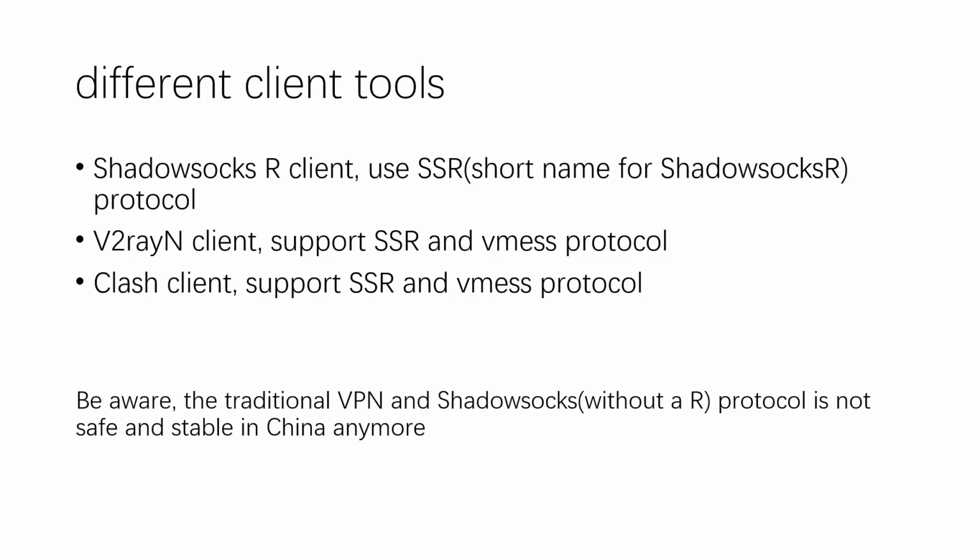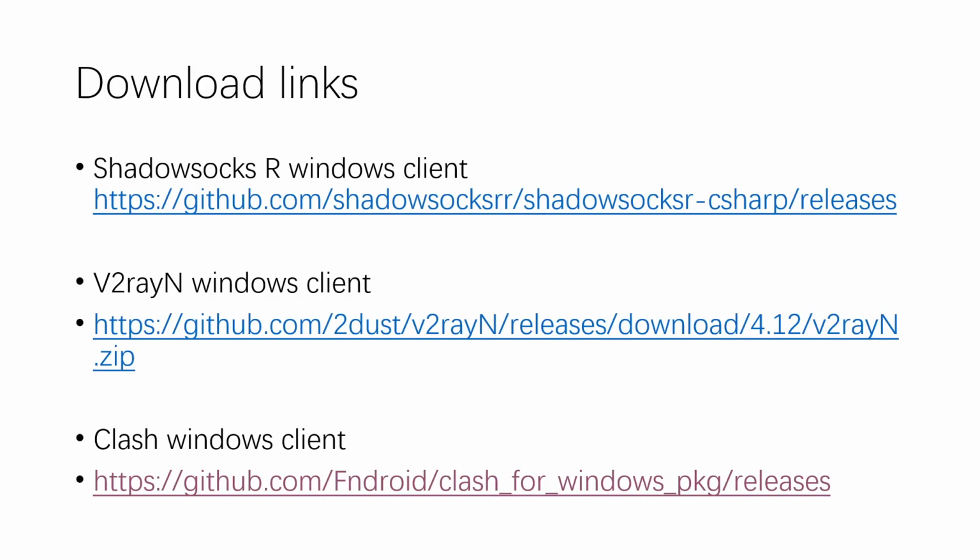That's why we mostly use three tools to replace VPN. They are called ShadowsocksR, V2Ray, and Clash. Here I recommend Clash the most. It also supports both SSR and VMess protocols. Okay, let's go into the next step.